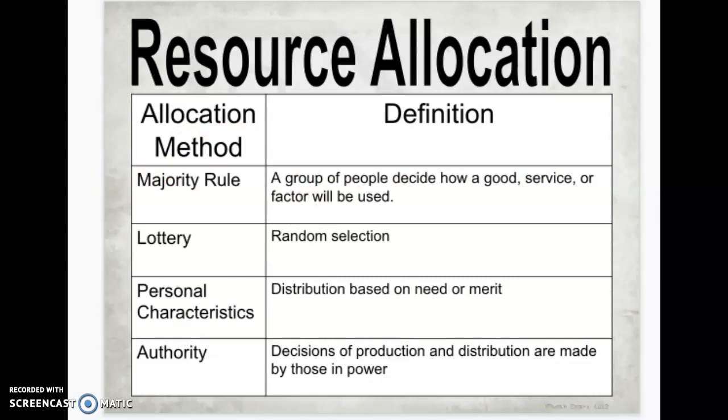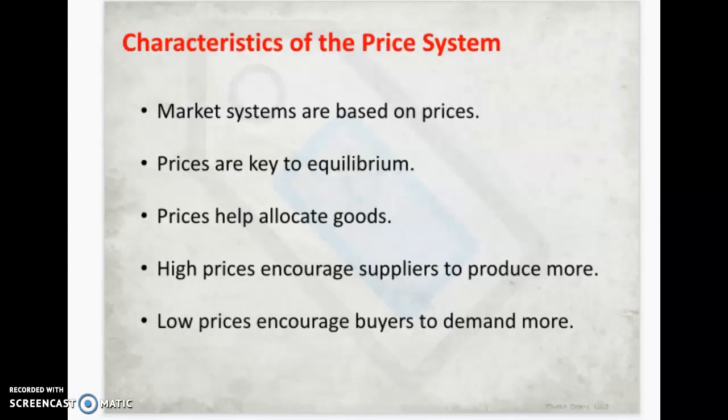So let's talk a little bit more about characteristics of the price system. Market systems are based on prices. We've just learned that. Prices are key to equilibrium, so you have to understand both of those. Prices help allocate our goods and services. High prices encourage suppliers to produce more. So there's the law of supply for you. Here's the law of demand now. Low prices encourage buyers to demand more.